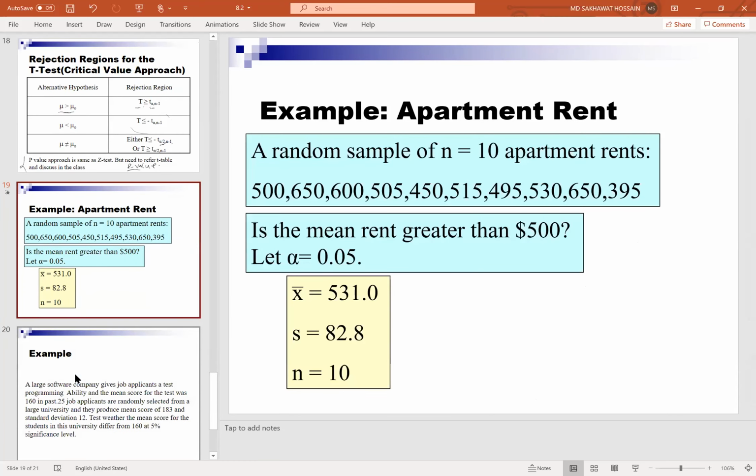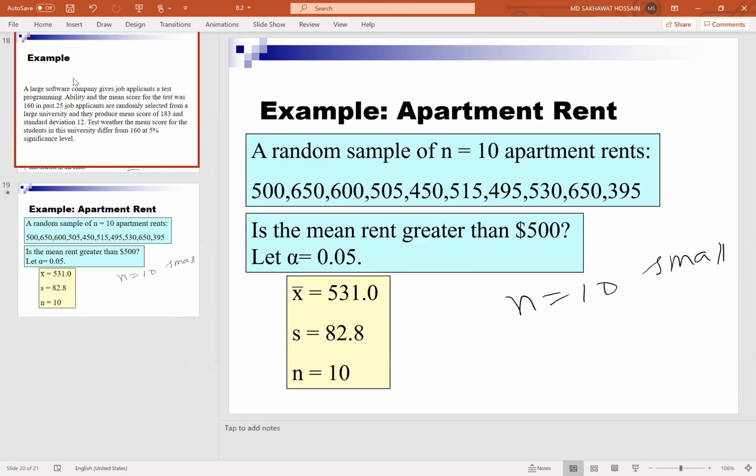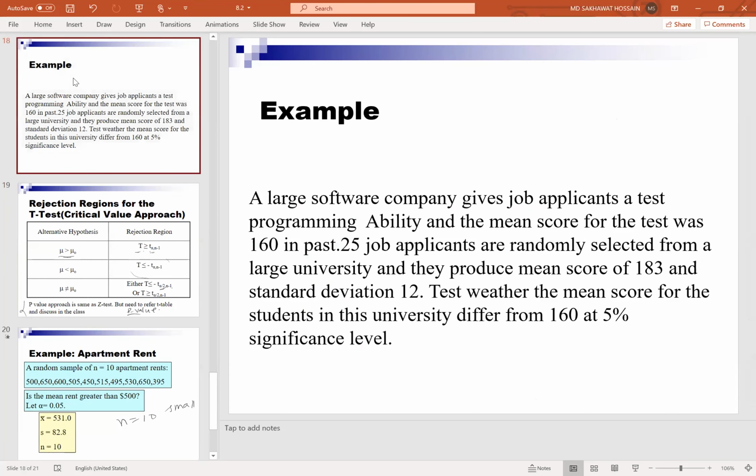So here is another example. A random sample of n equals 10 apartments, so here we have the rents of 10 apartments. So the sample size n is equal to 10. Is it a large sample or a small sample? This is a small sample, right? Yeah, you are right. This is a small sample.